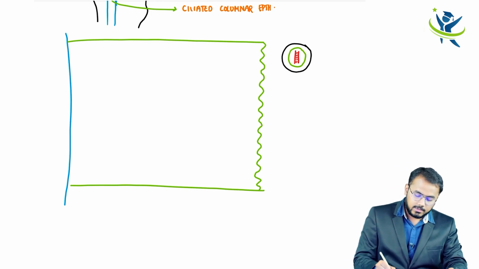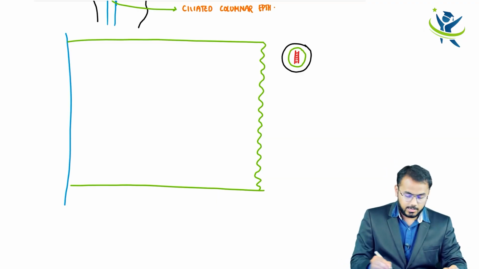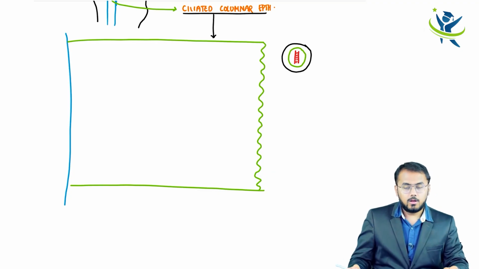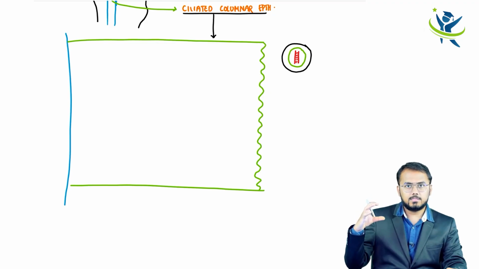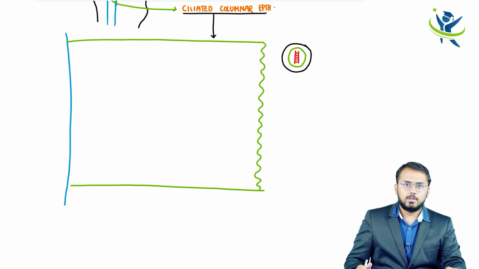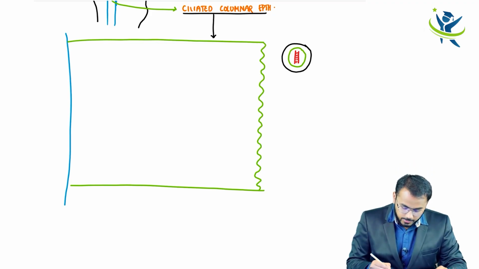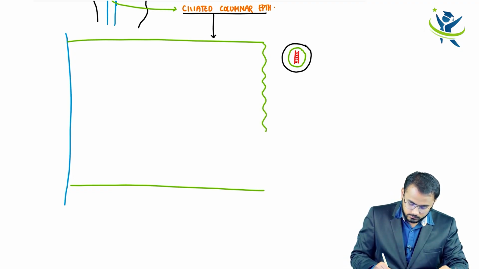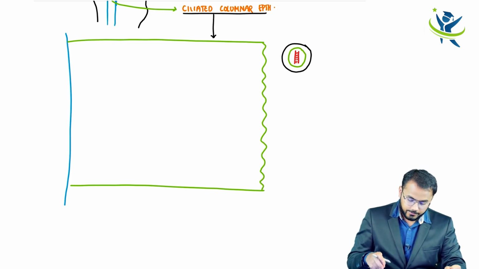Now this virus has to enter inside your ciliated columnar epithelial cell. How will it enter? First of all, the lipid membrane, the outermost layer of the virus, fuses with the apical membrane. When it fuses with the apical membrane, how is the picture going to look? I am going to draw it in the next slide.